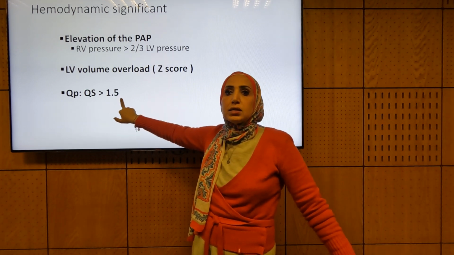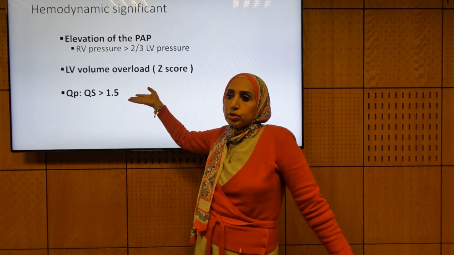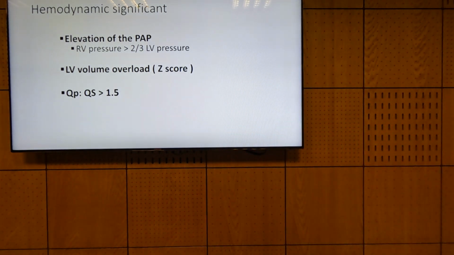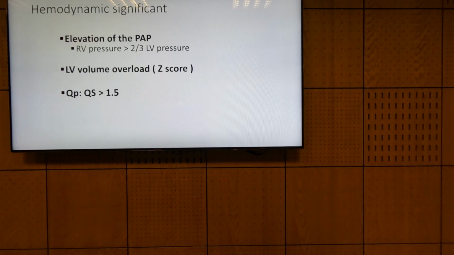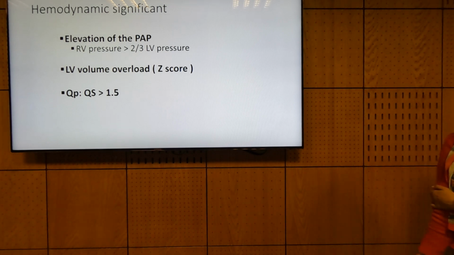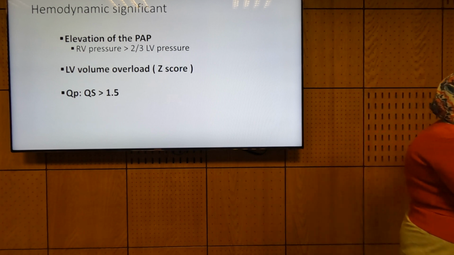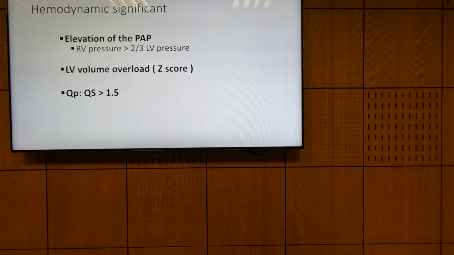If the Qp/Qs is 1.2 and the LV volume is not dilated, then this is not hemodynamically significant. Okay. The LV pressure is the systolic pressure that you measure routinely from the arm. So the LV pressure in an adult is 120, 110. So we will go through that.